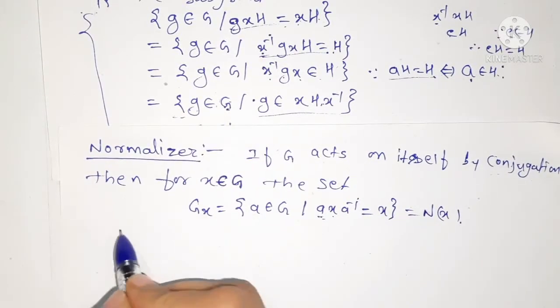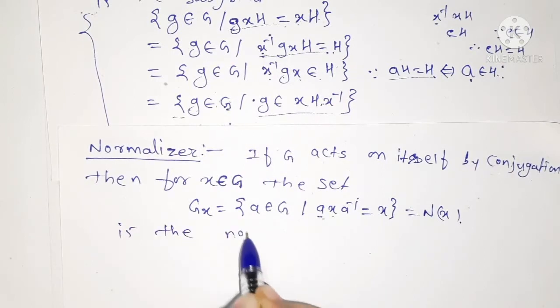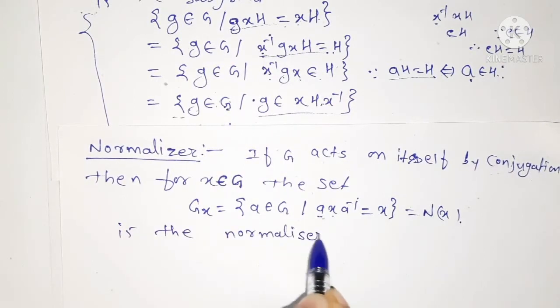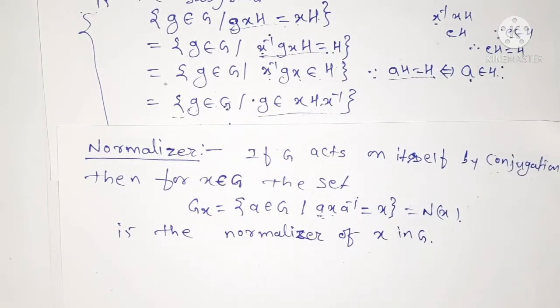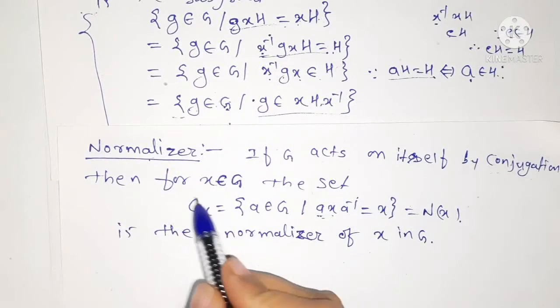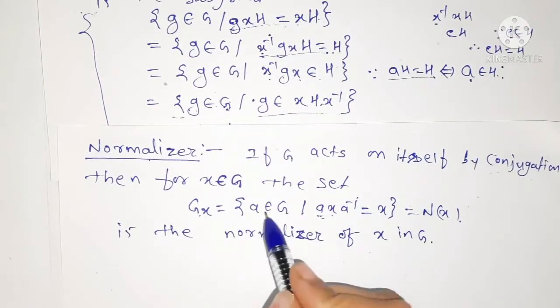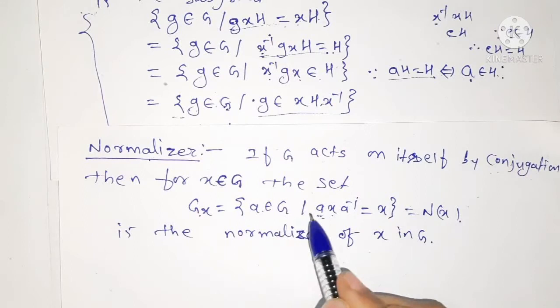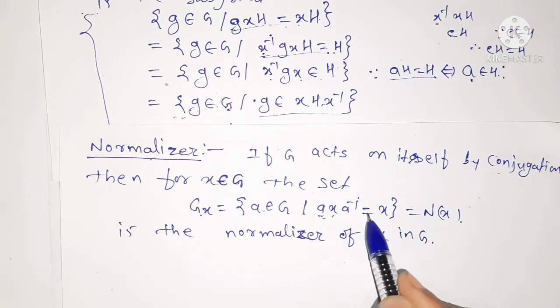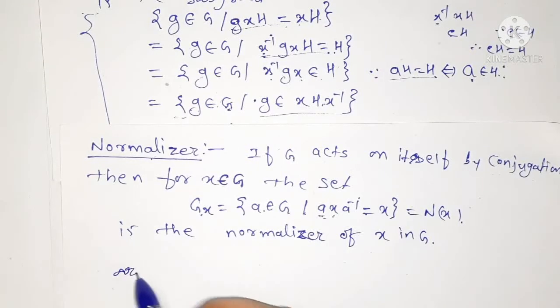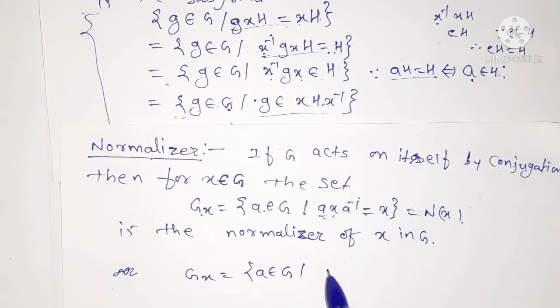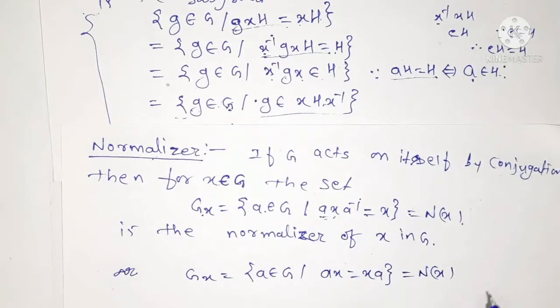That is, this set is called the normalizer of X in G. So what is a normalizer? The normalizer is the set G_x, that is, the elements of the group which satisfy A x A inverse equals X, that is equal to N(X). Or we can write this set as G_x equals the set of A belonging to G such that Ax equals XA, that is equal to N(X).